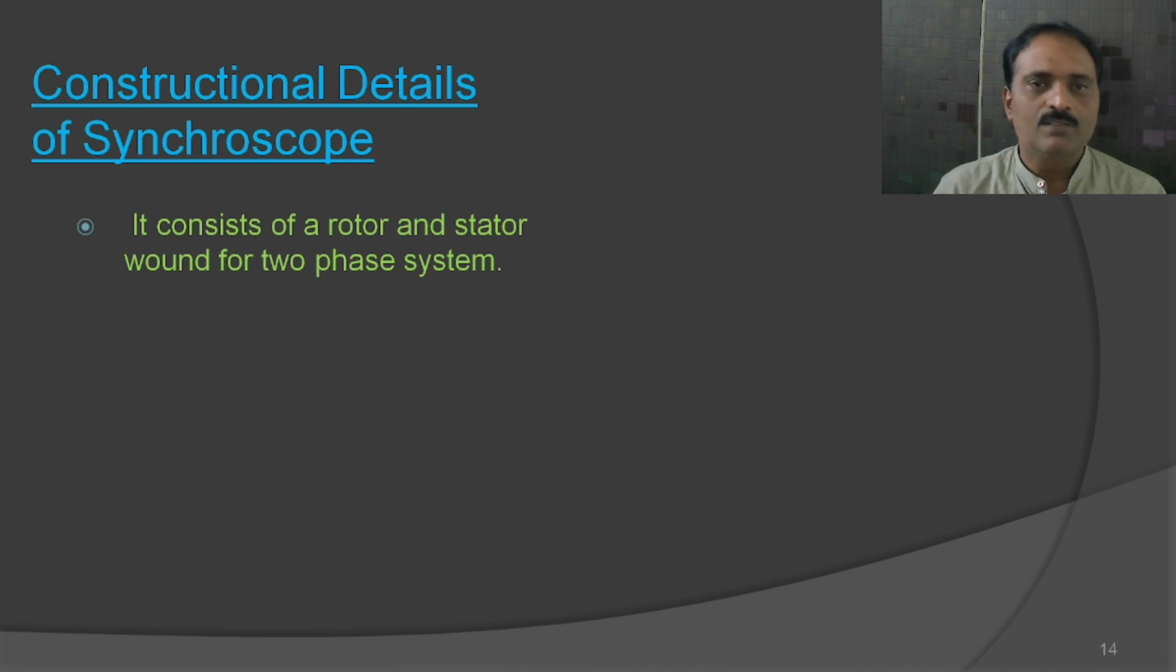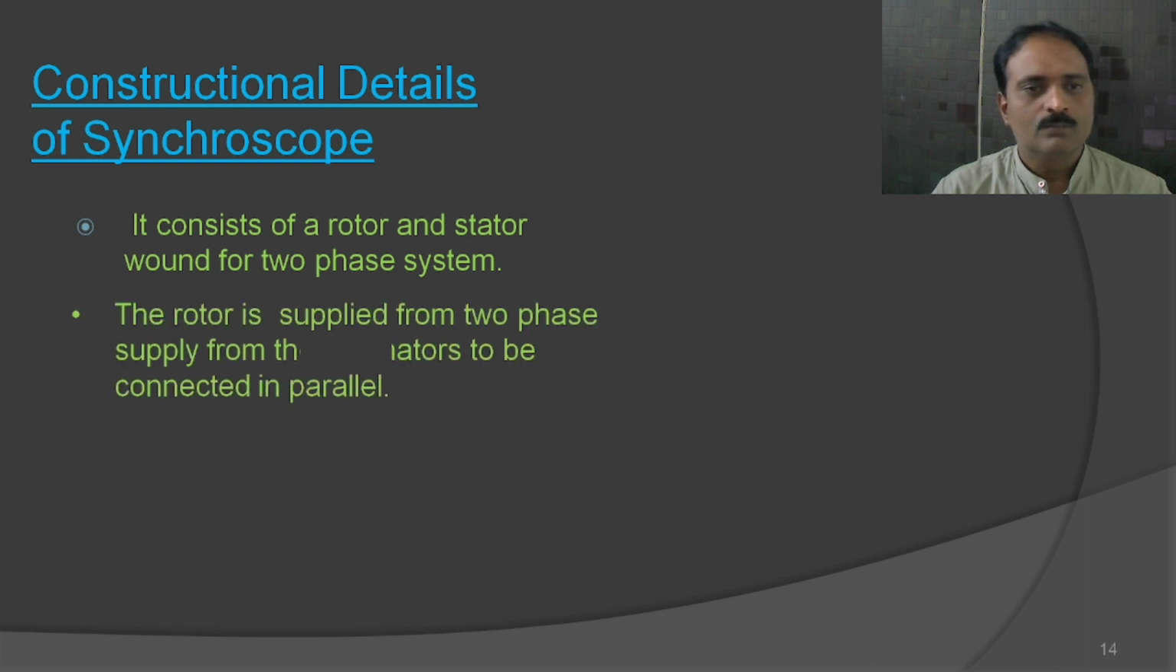Basically it consists of two important parts, that is rotor and stator, which are wound for a two-phase system. Both are wound for a two-phase system, and generally the rotor is supplied from a two-phase supply, and this two-phase supply will be from the alternator which is to be connected in parallel. Hope it is clear to you.